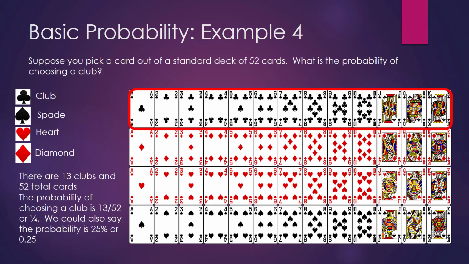Therefore, the probability of choosing a club is 13 over 52, or 1/4. We could also express this as a decimal or percent by saying that the probability is 0.25 or 25%.